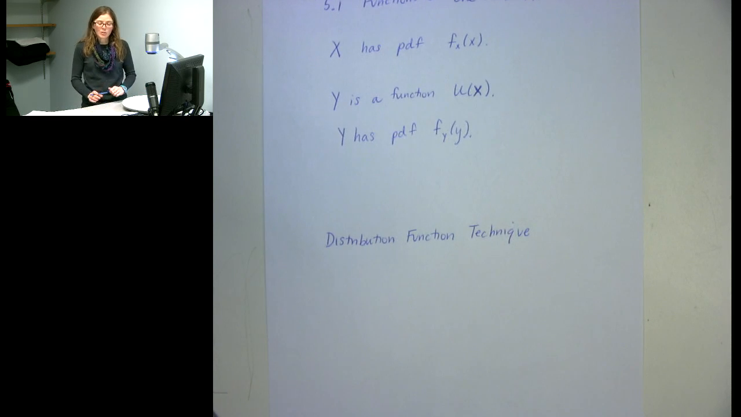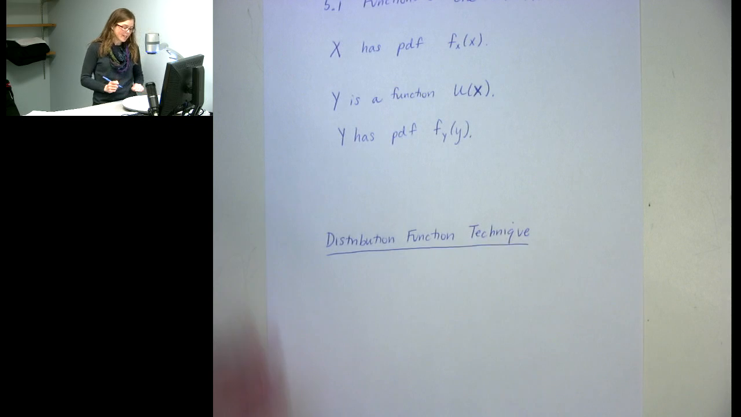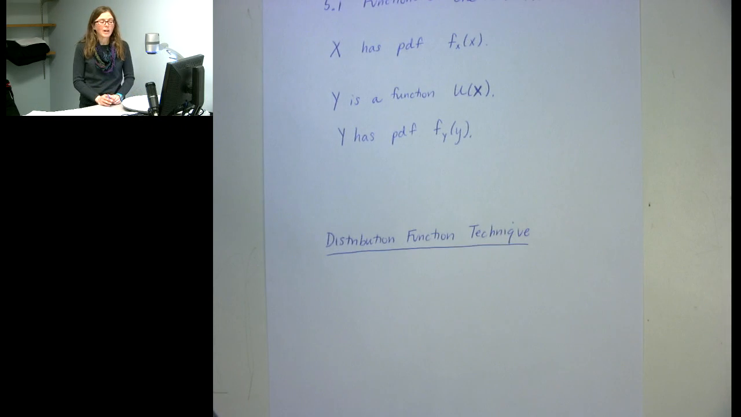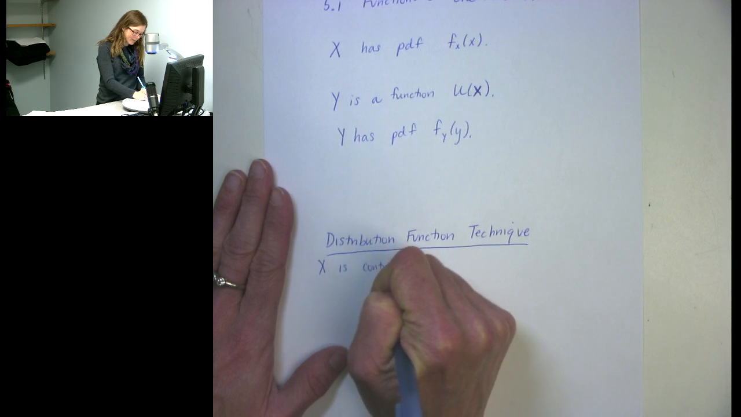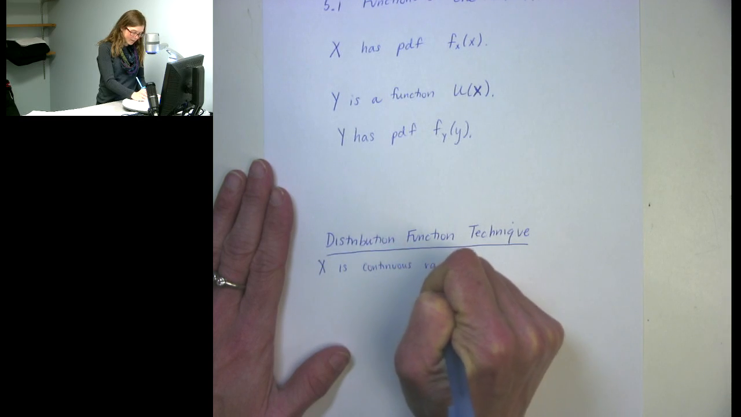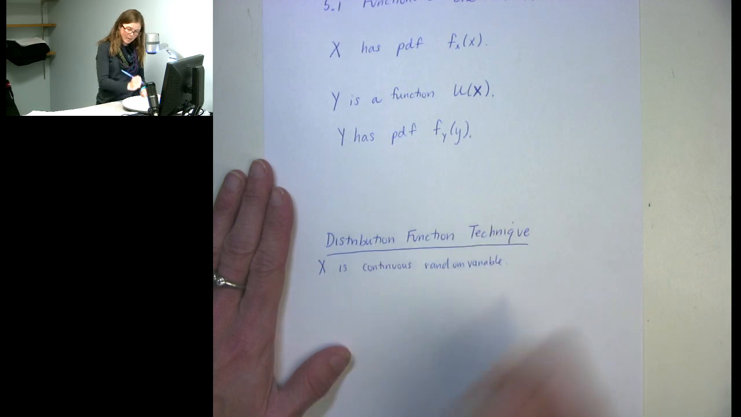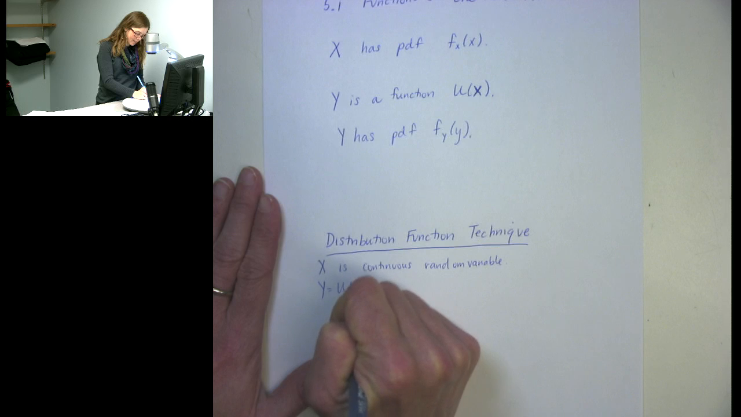So the distribution function technique is a way of finding the probability density function, little f sub y of y, when y is a function of x. This works when x is a continuous random variable, and we have y equals u of x.